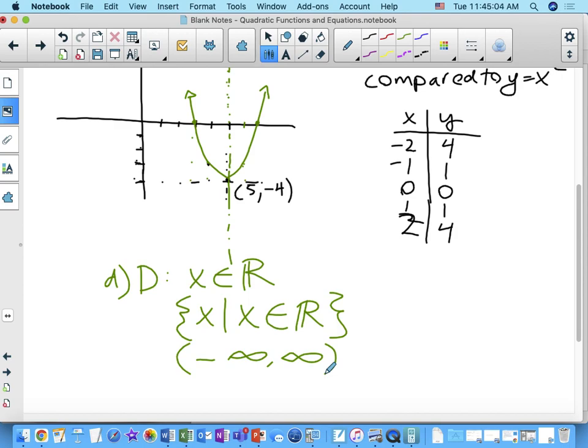Okay, so that's domain. What about the range? Range is the y values.